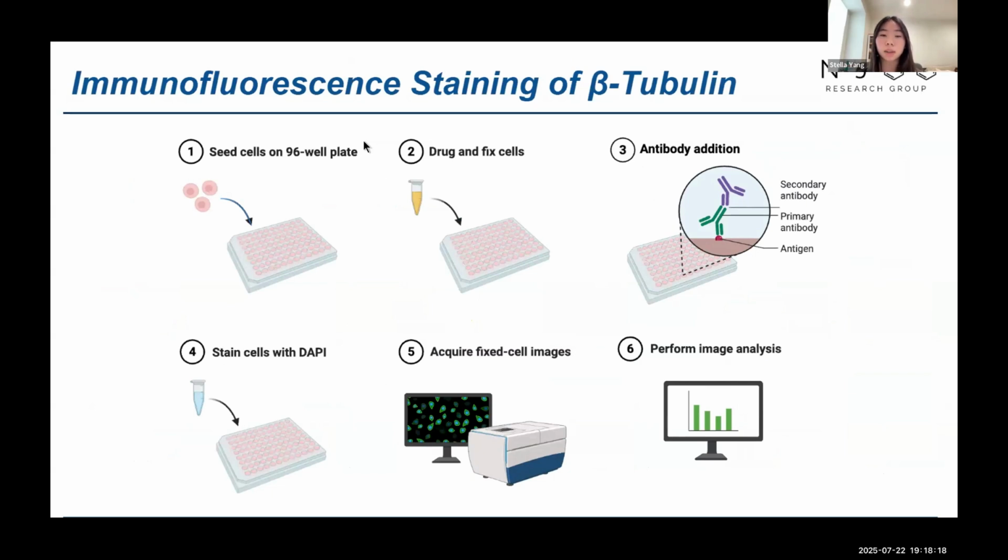So the primary antibody binds to the beta-tubulin protein, and the secondary antibody binds to the primary antibody, and it fluoresces. So this would allow us to see the beta tubulin proteins in cells. After that, we added DAPI, which is a counterstain, which would allow us to see the nuclei. And then we put the plate underneath a fluorescence microscope to acquire our fixed cell images. And finally, we process the images on a software called ImageJ.